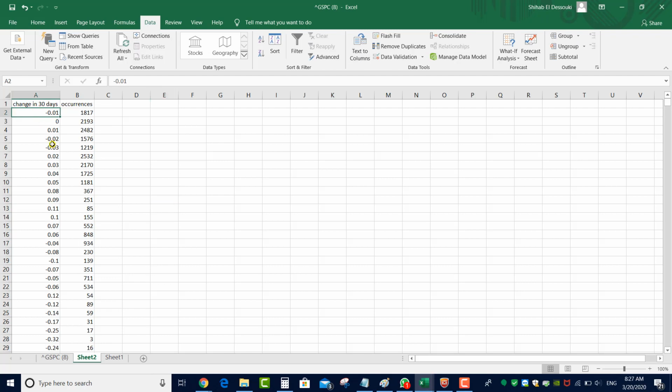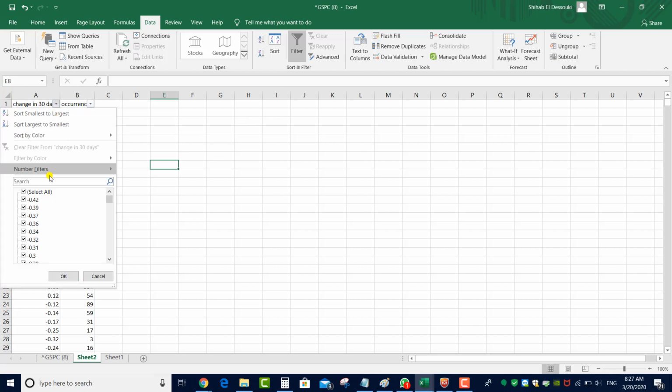All right, so now I've got it dropped 1% 1800 times. It moved 5% 30 days later 1100 times. It moved 4% 1700 times. It moved up 3% 2100 times. I'm just going to sort it by largest to smallest for the change in 30 days.